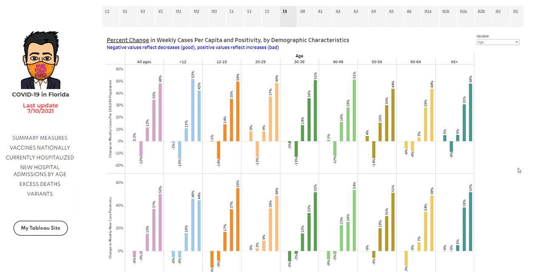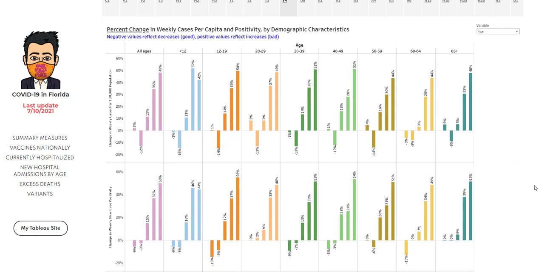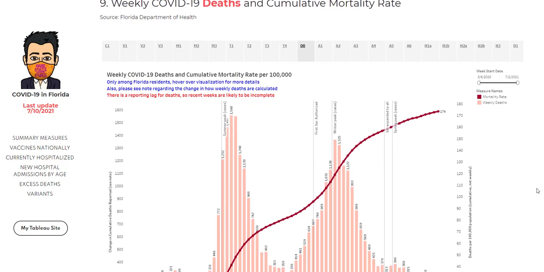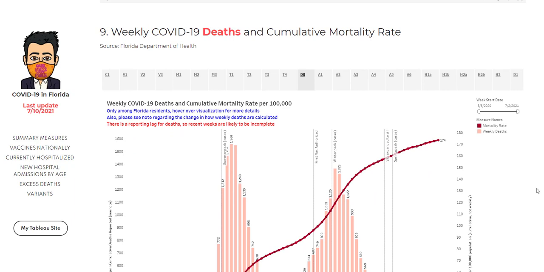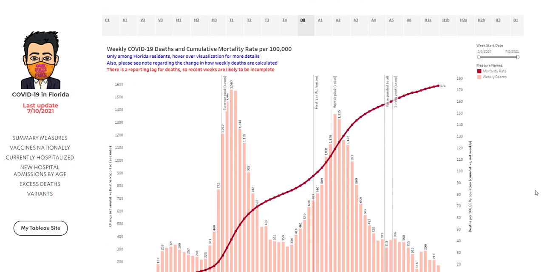And again, it's pretty easy to see that if you just look at the bars on the far right, that's the most recent week reported relative to the week before that. A lot of those numbers are not only positive, but they're really big. They're like 50% increases, which is a pretty pronounced increase. Same thing with positivity. And last but not least, let's say a little something about COVID-19 deaths.